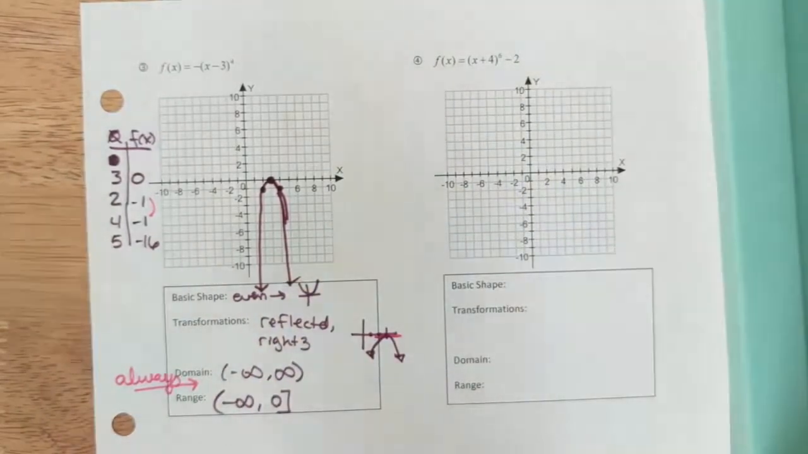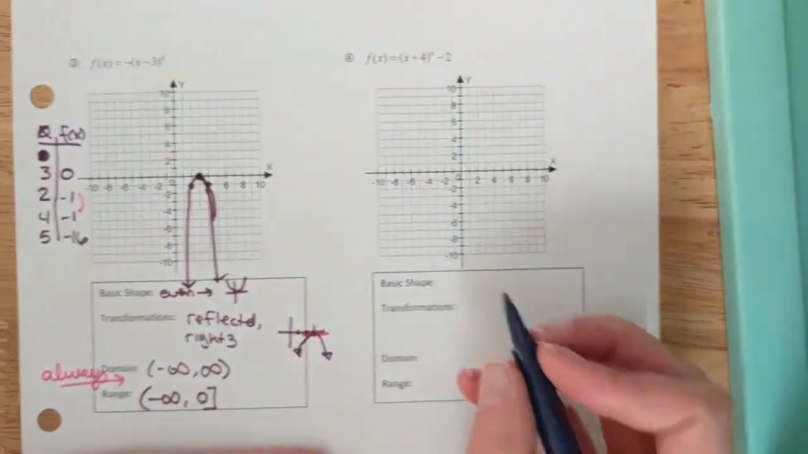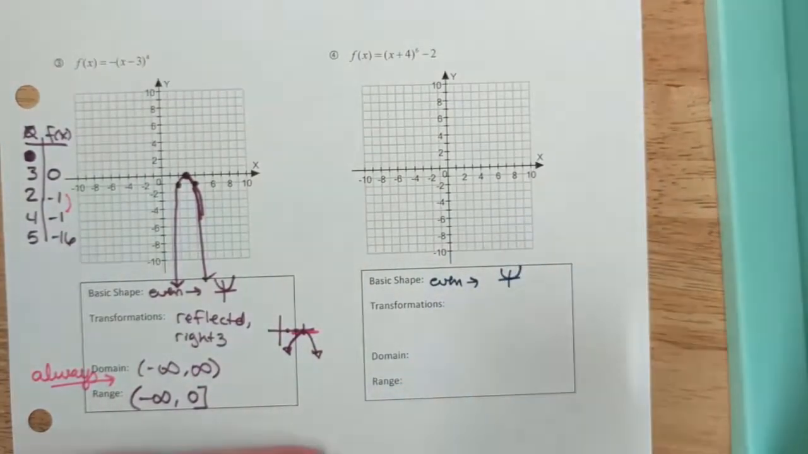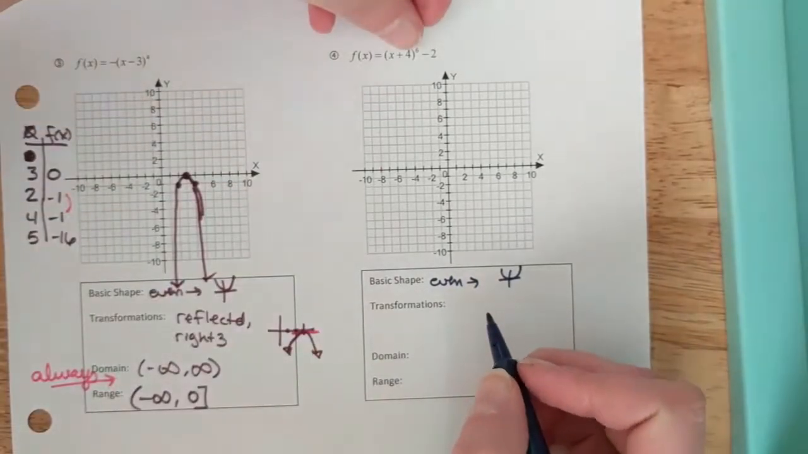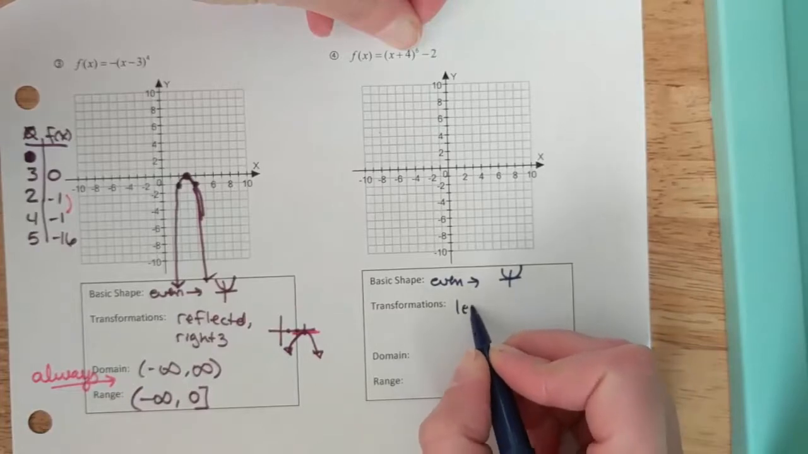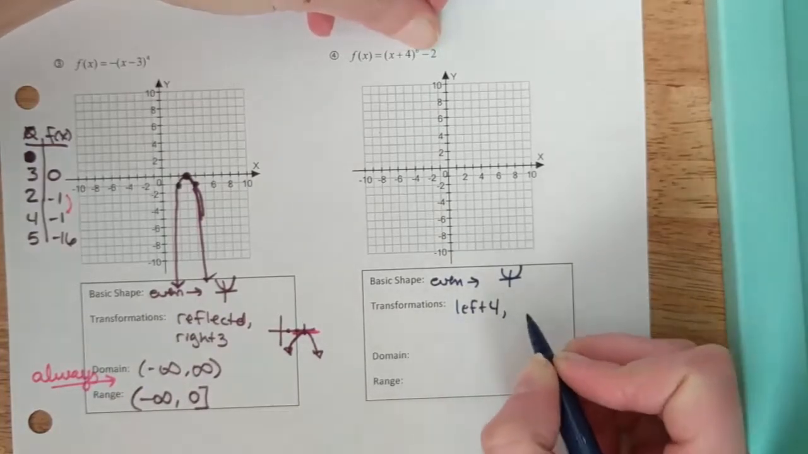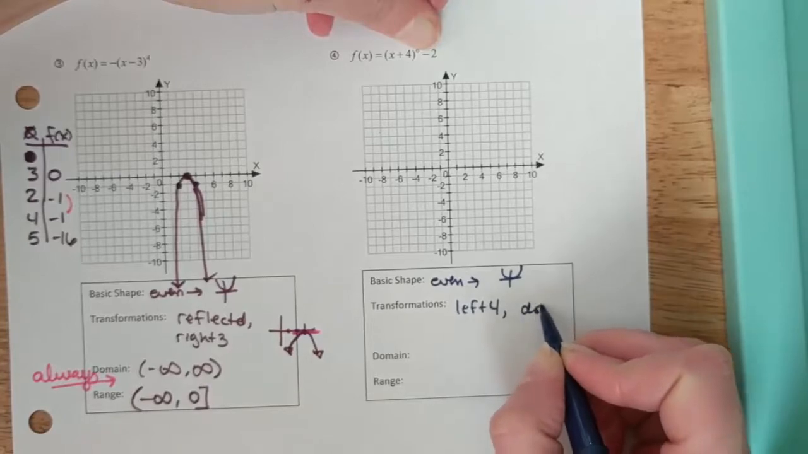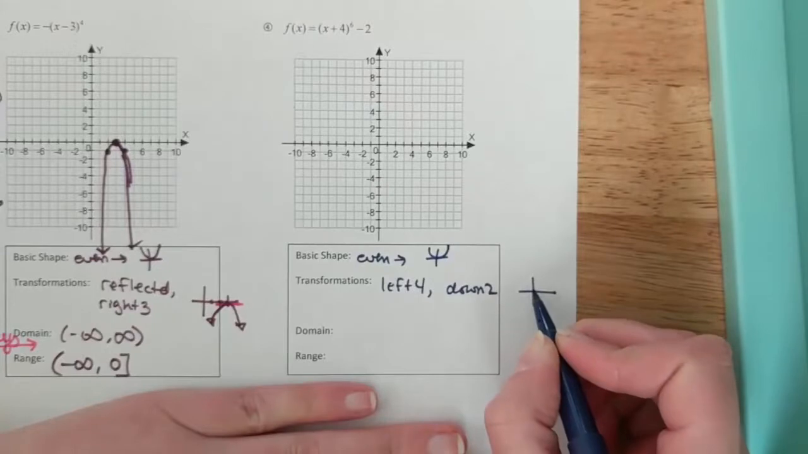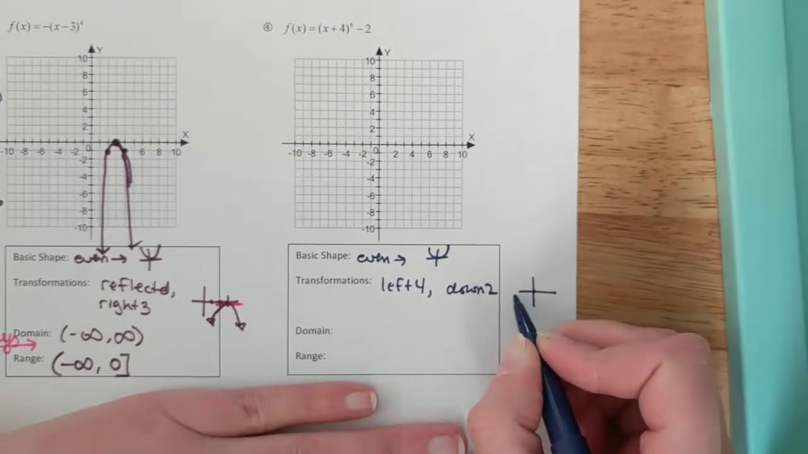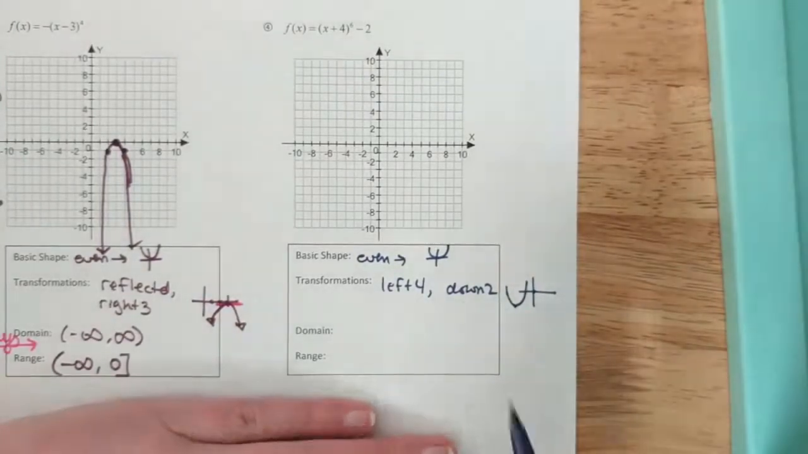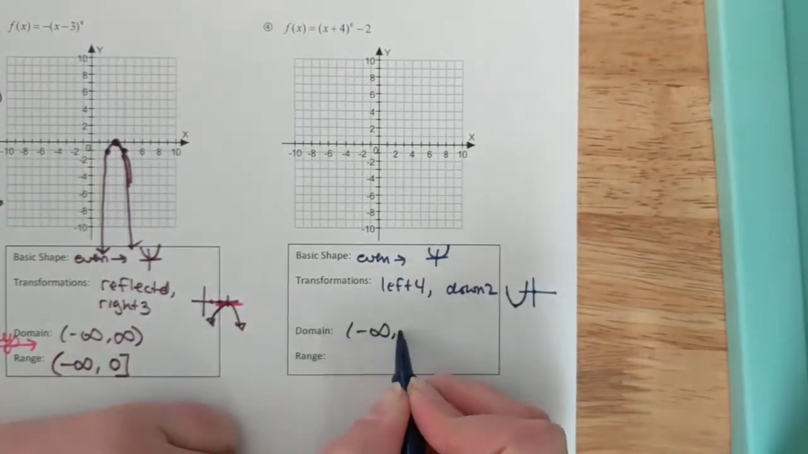Okay, and the other one, basic shape, also even, which means that it's going to have that parabolic type shape. And so it has two transformations. Inner value of 4, opposite of the plus, so it's left 4. And then outer value of negative 2, so that's going to be down 2. Okay, so this would take that vertex from the middle, over left 4, down 2, and then I'm expecting a shape like this.